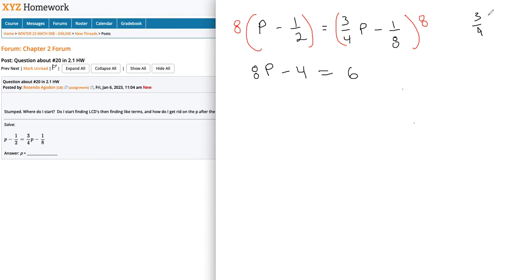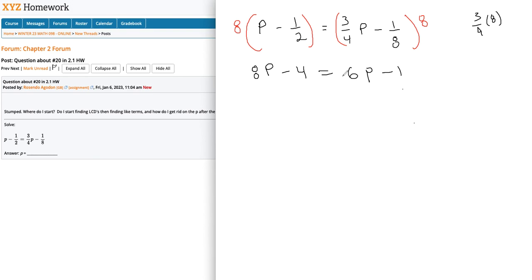You can think of it as 24 divided by 4 and get 6, or 4 goes into 8 twice, times 3 gets 6. Either way, or just what's 3/4 of 8? 6. Nonetheless, it ends up with 6. And then 1/8 times 8 would leave a 1. So with that one step of multiplying everything through by the LCD, you clear all the fractions and you have a much easier problem.